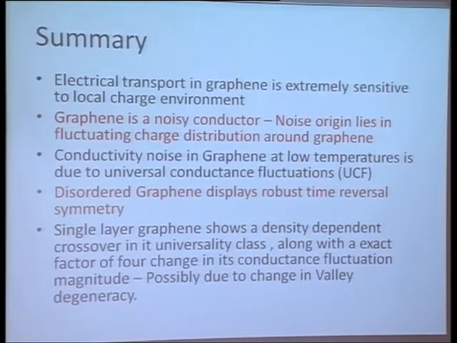Summary: electron transport in graphene is extremely sensitive to local charge environment. It's a noisy conductor. And it looks like at low temperature, the noise does arise from universal conductance fluctuations. The question that we asked: the time reversal symmetry is perfectly maintained irrespective of the fact that the graphene has got ripples. It may have got moments around its edges, but it looks like they don't matter. As far as the transport is concerned, noise says that time reversal symmetry in graphene is maintained. And also, we can use UCF as a very interesting probe of the valley coherent state in graphene.